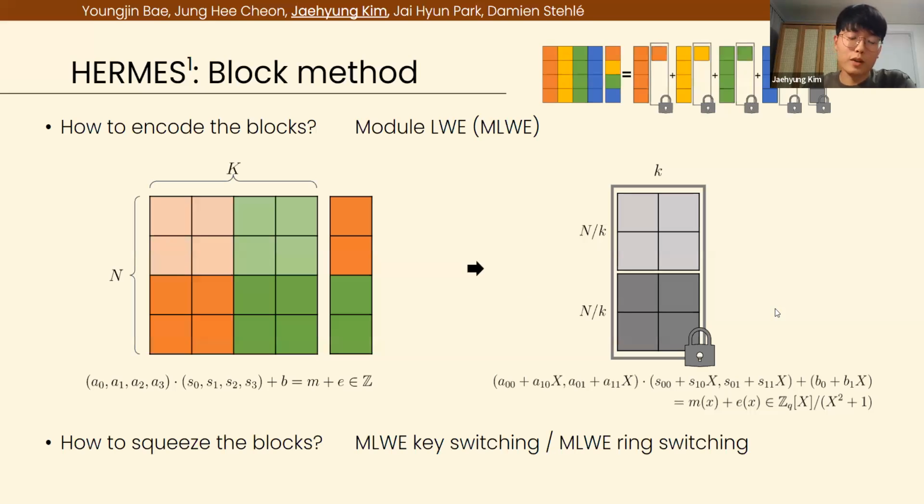And one might also wonder how to squeeze the blocks. So we use methods called MLWE key switching and MLWE ring switching, which is a proper adaptation of ring LWE key switching and ring LWE ring switching, respectively. If you are interested in details, you can check them in our paper.